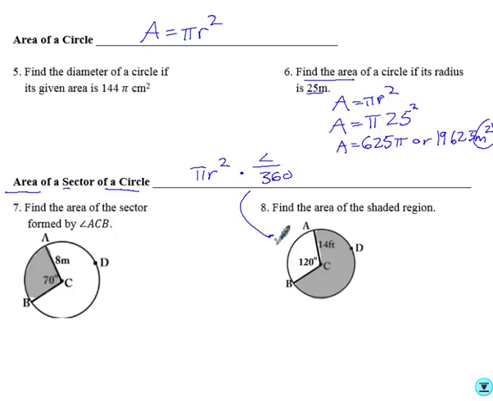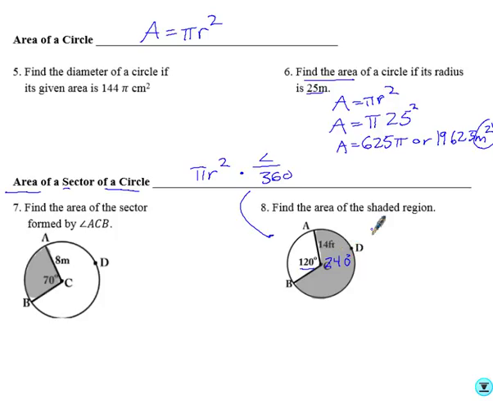So this one's a little bit different. It says find the area of the shaded region. So we're finding this area. We actually aren't given that angle. We're given this angle. But we know there's 360 degrees in a circle. So if this is 120, that makes this 240 degrees of the shaded area.